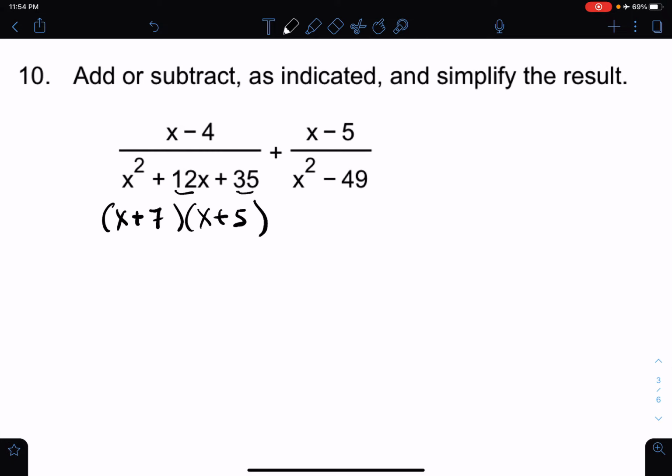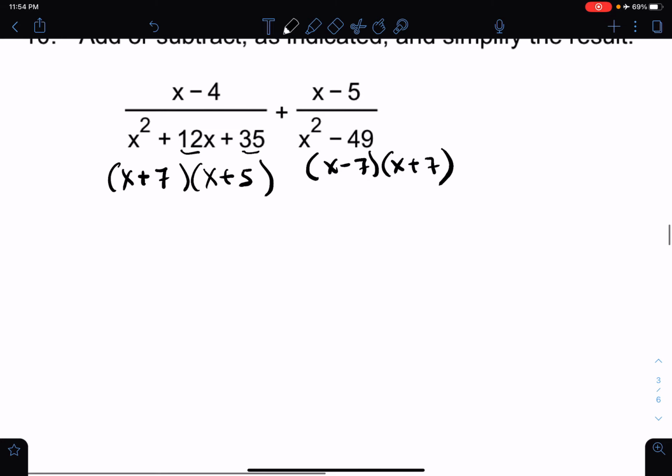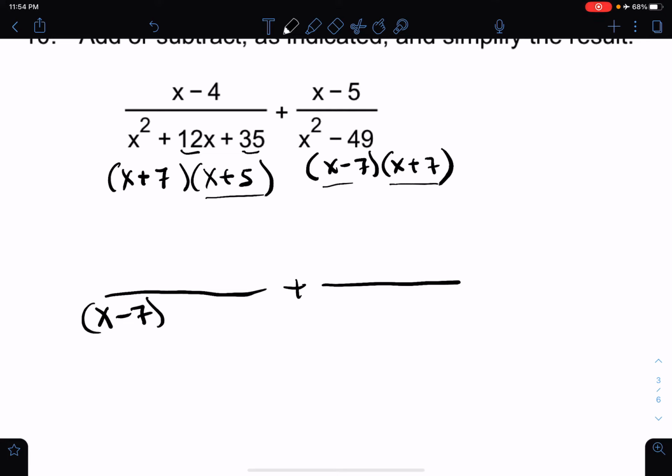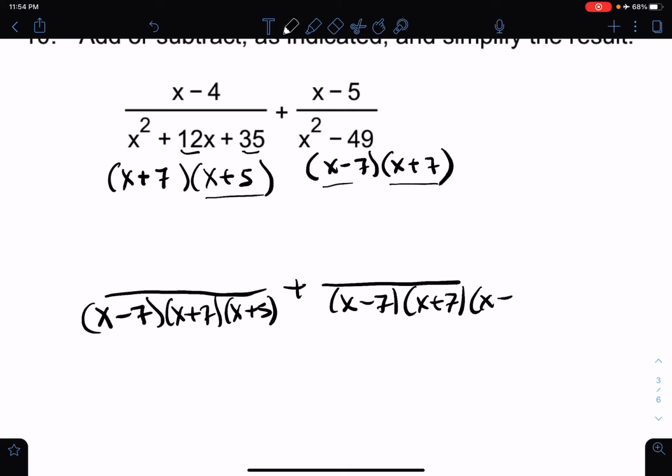Well, this is a difference of two squares. Remember that this is 7 squared. So I could, and I will, use the difference of two squares to factor that out to x minus 7 times x plus 7. Now what we want to do is build our LCD down here. I can see my LCD is going to have an x minus 7, an x plus 7, and an x plus 5.